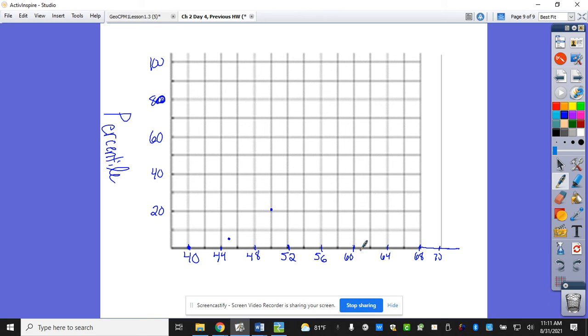55, right? And at 55, I'm going what? Right about 50, a little over 50. Pretty much 50. My next one is at 60. My dot is what?